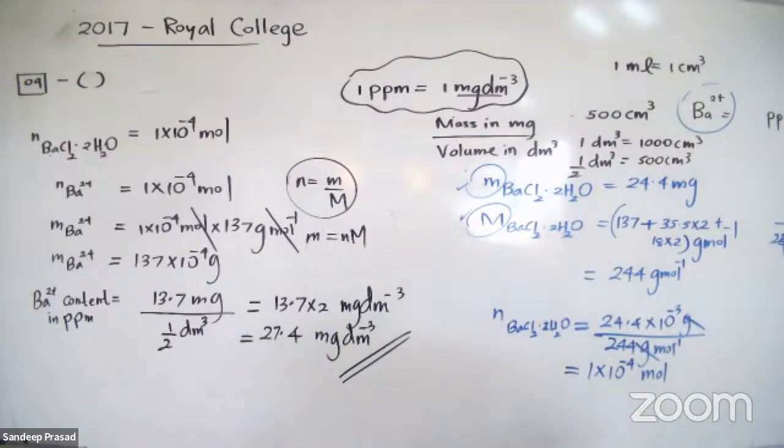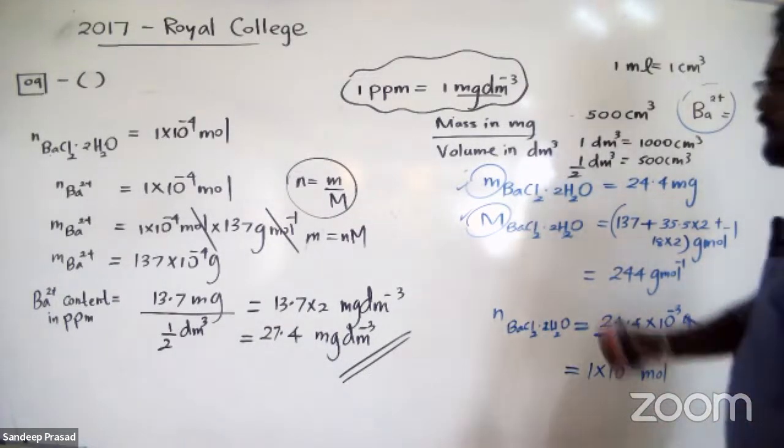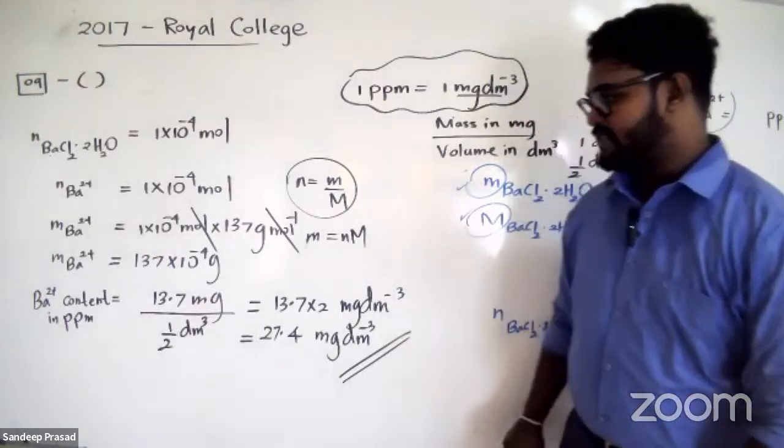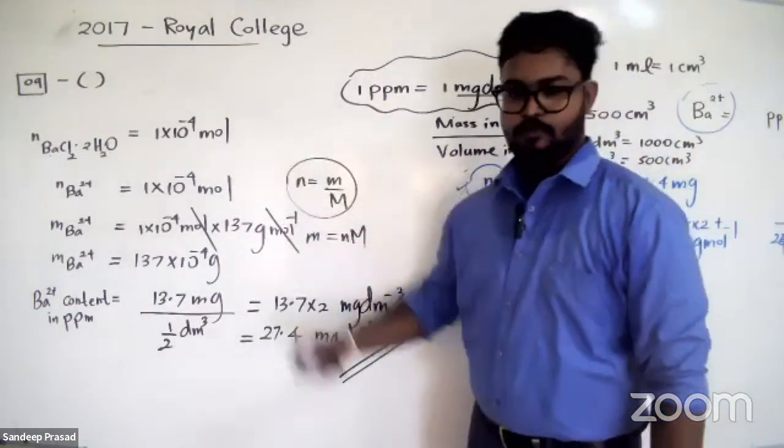Yes, Pranali. So how did the number of moles of barium 2 plus become 1 into 10 to the power minus 4? Yes, good. Now you are asking questions, very good. Asking questions means you are trying to learn something. Very good.